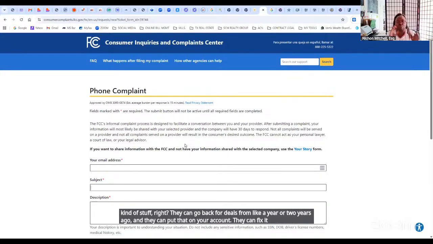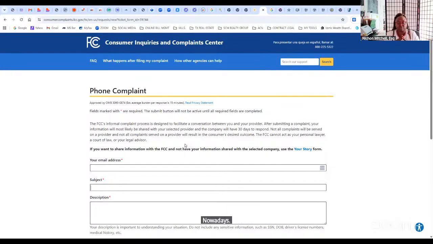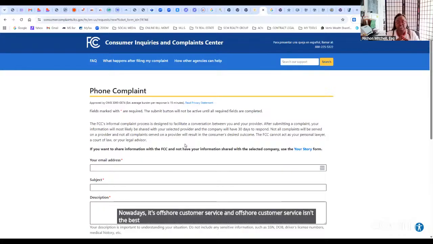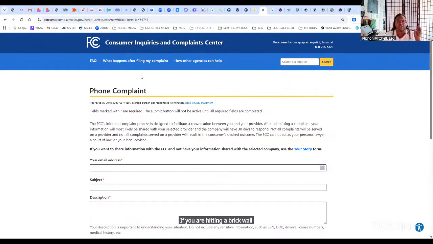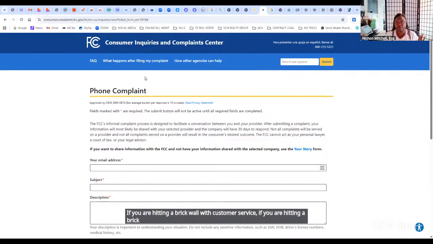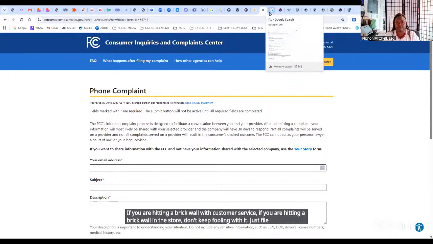And so a lot of the wrangling when you call in these numbers, because nowadays it's offshore customer service, and offshore customer service isn't the best. Or you go into the AT&T store and don't nobody know nothing. And so I just like, hey, I'll just file an FCC complaint, and they get right on it. When I tell you, you get the best of the best. That's why I showed you all the categories of why you would file an FCC complaint. If you are hitting a brick wall with customer service, if you are hitting a brick wall in the store, don't keep fooling with it. Just file this FCC complaint.